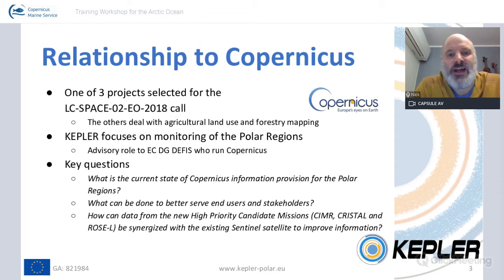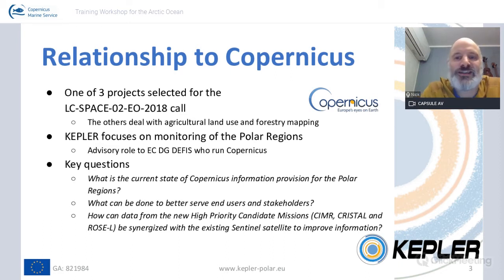There are 3 projects in this call. It was an Earth observation space call, which was to address the future of Copernicus. The others didn't really have a polar component. They dealt with agricultural land use and forestry mapping. We were the only one which had a marine component. And in that, we're acting in an advisory role to the Defence Industry and Space Directorate General of the European Commission, who are the ones who manage and run Copernicus.